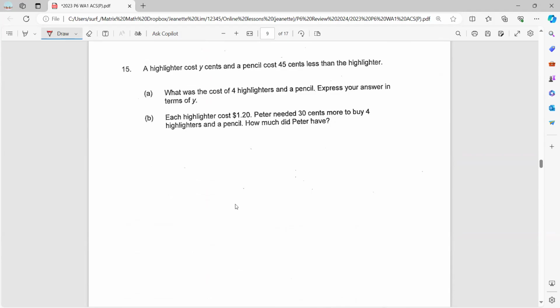Okay, so for part A, 1 highlighter is Y cents, right? 1 pencil is Y cents minus 45 because it costs 45 cents less. So take note, we are using cents for this. 4 highlighters and 1 pencil. Okay, so 4 highlighters plus 1 pencil.